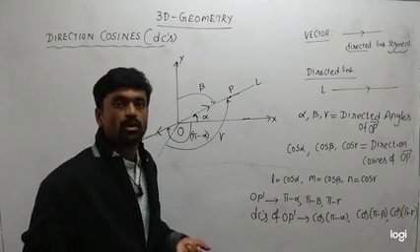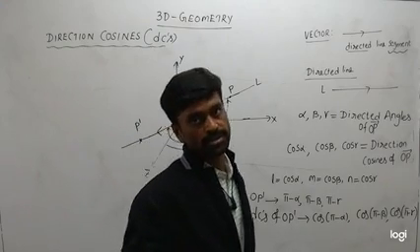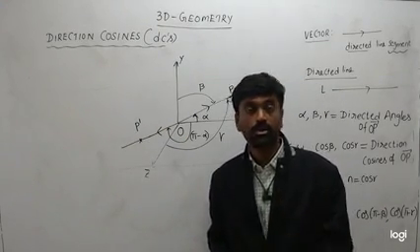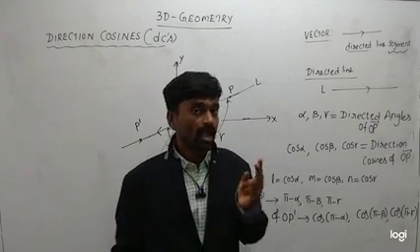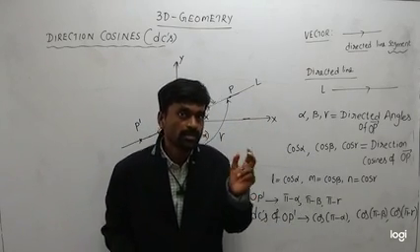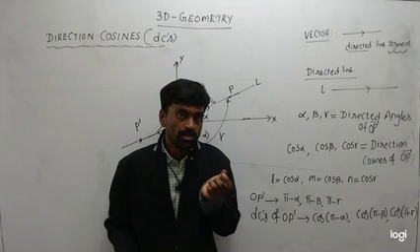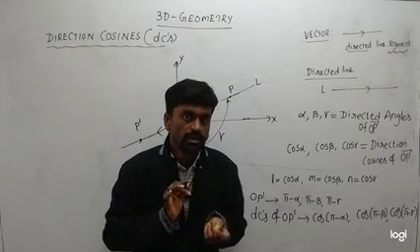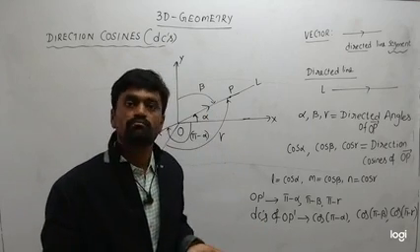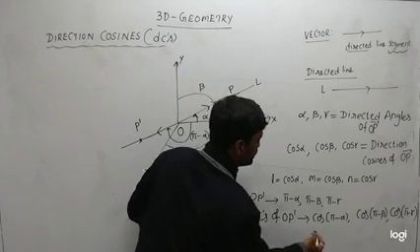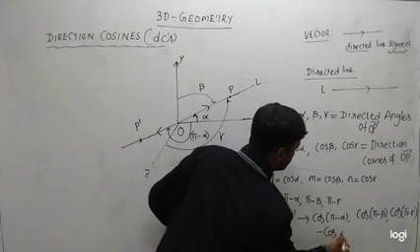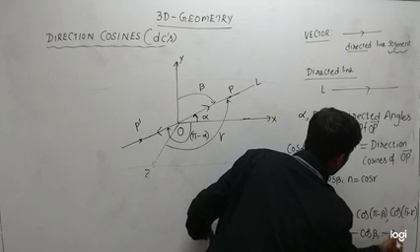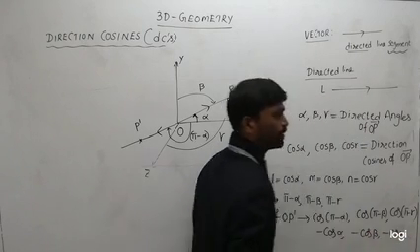We know that cos 180 minus theta is minus cos theta. Am I correct? Because 180 minus theta lies in the second quadrant, where cos is negative, and for 180 the cos function has no change. So cos 180 minus theta becomes minus cos theta. So cos 180 minus alpha is minus cos alpha, cos 180 minus beta is minus cos beta, and cos 180 minus gamma is minus cos gamma.